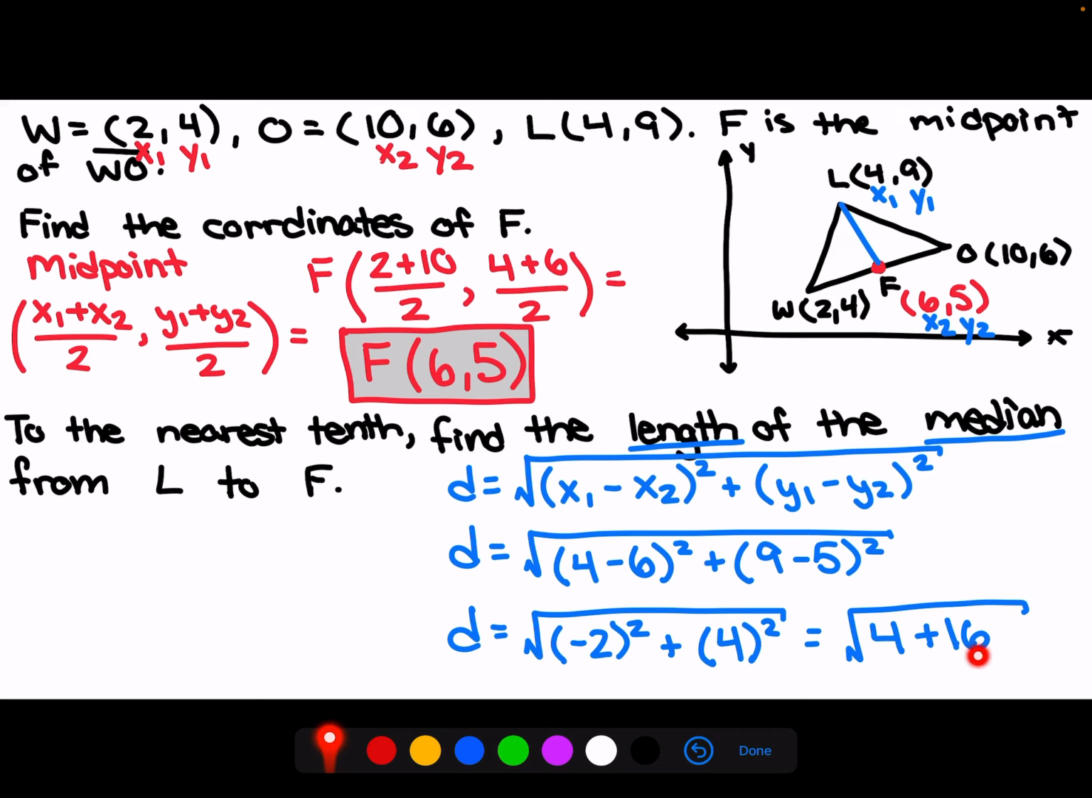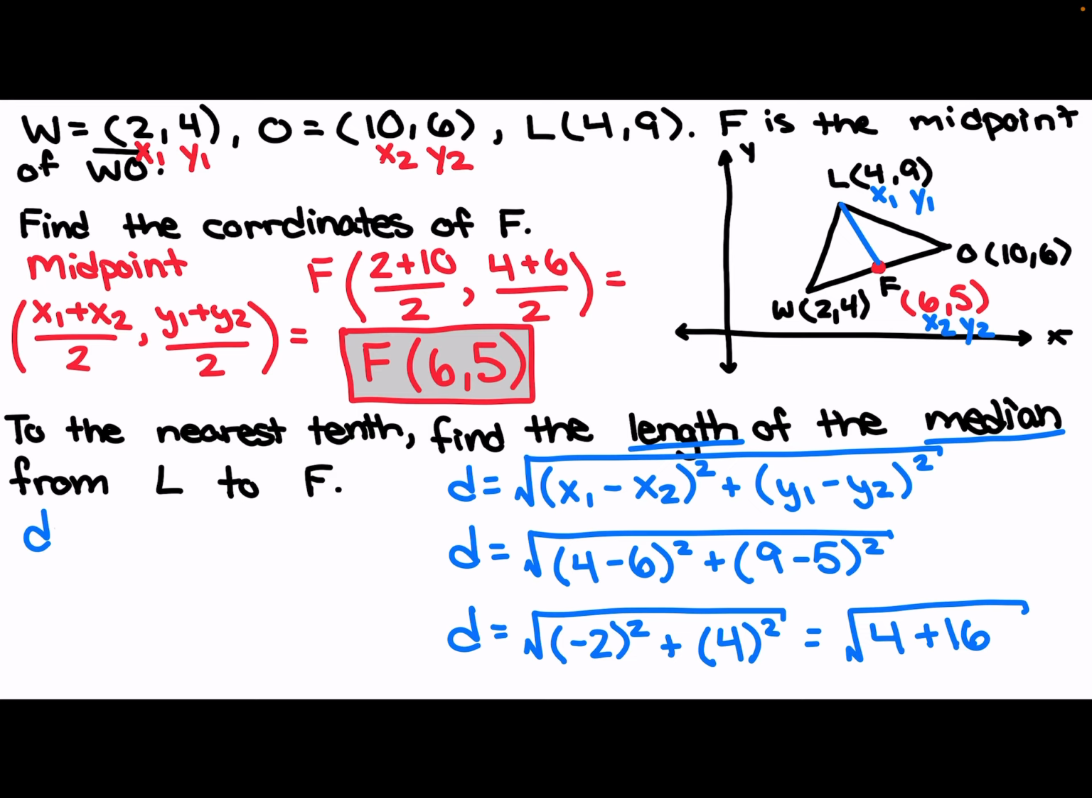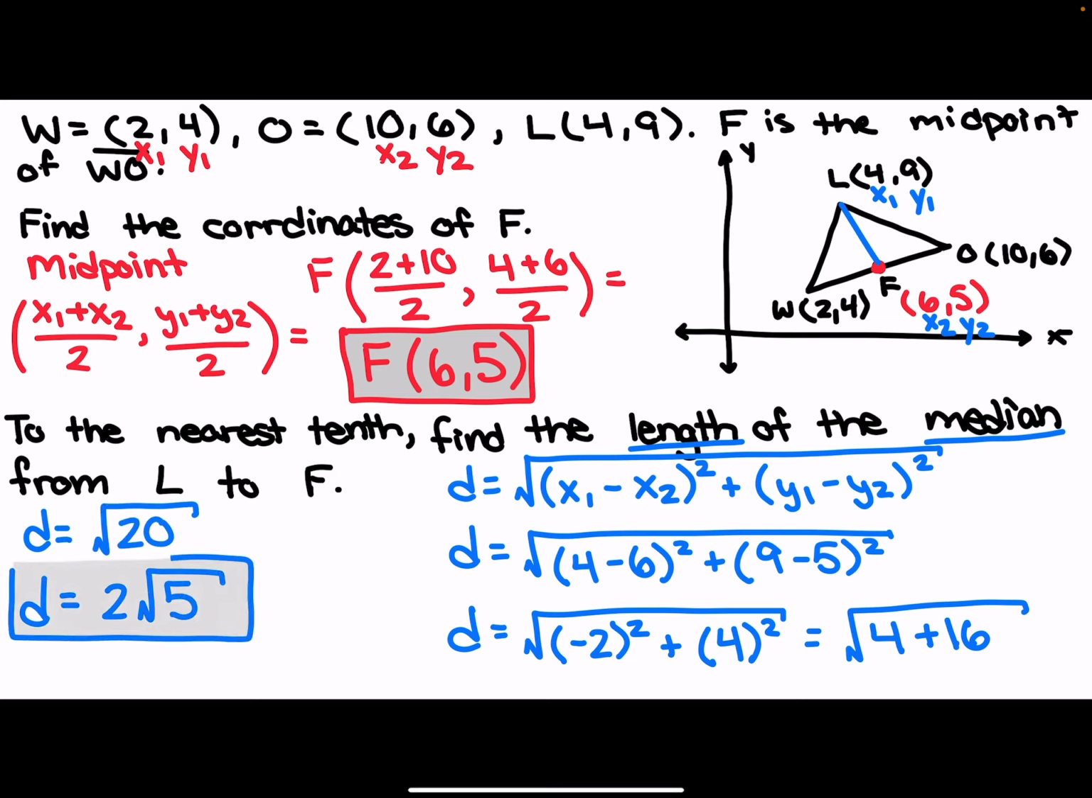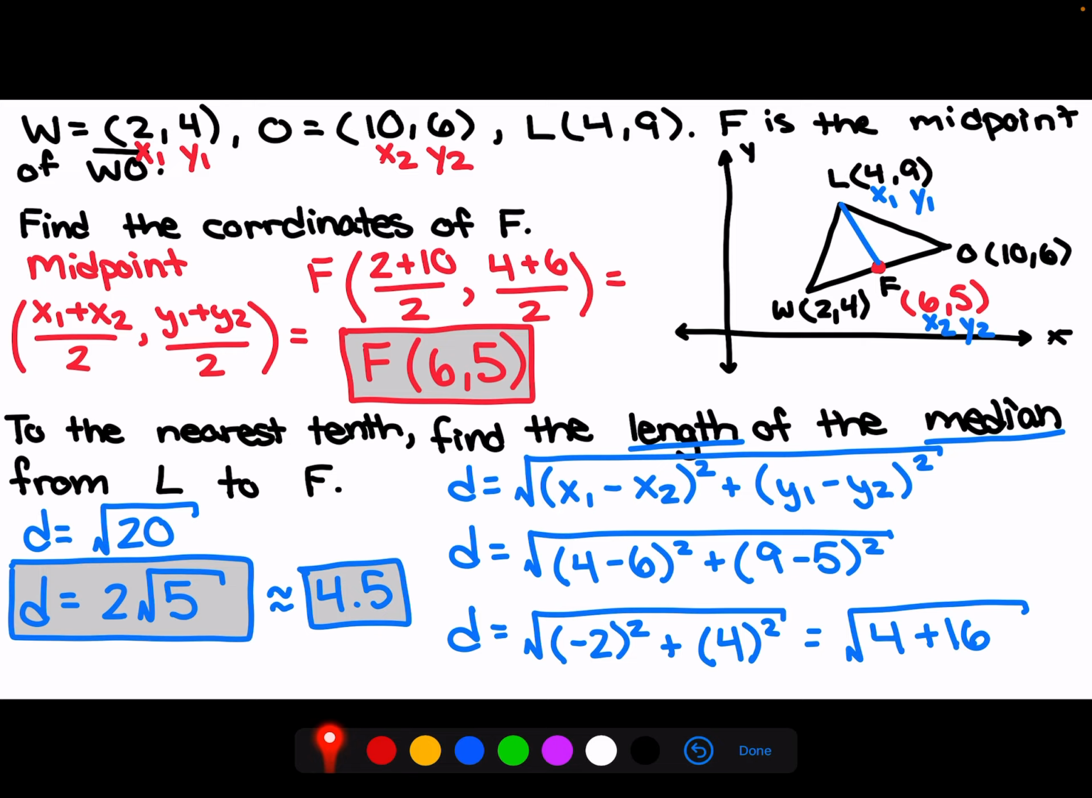4 plus 16 will give us 20, so the distance from point L to point F is radical 20 in length, which is equivalent to 2 radical 5 or 4.5. Again, on your test, you'll be rounding to the nearest tenth, but it's important that you know how to convert between and simplify your radicals.